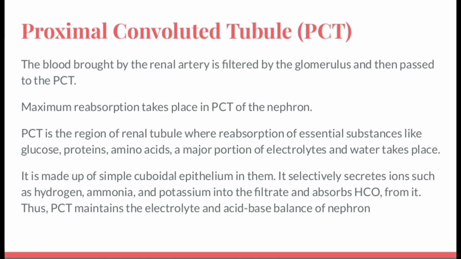It is made up of simple cuboidal epithelium. It selectively secretes ions such as hydrogen, ammonia, and potassium into the filtrate and absorbs HCO3 from it. Thus, PCT maintains the electrolyte and acid-base balance of nephron.